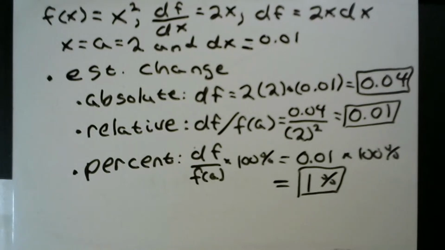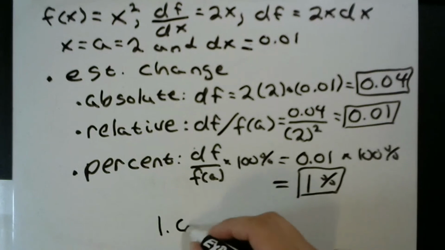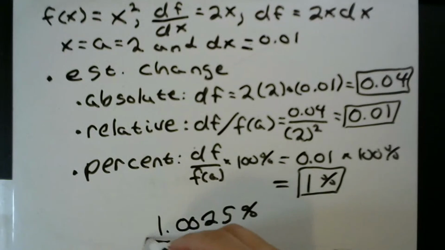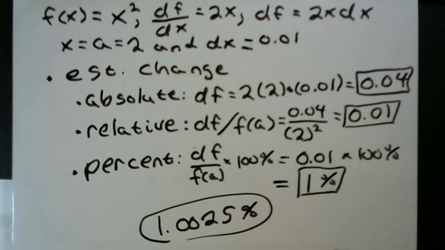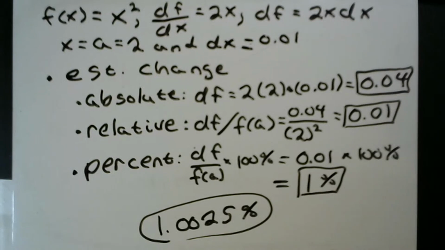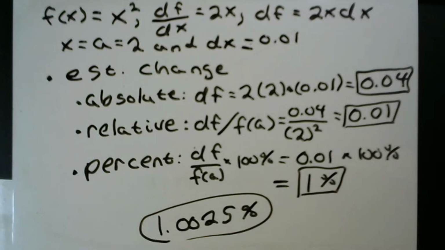And what's interesting, the estimate, we get 1% change. For the true, we had 1.0025% change. So these aren't too bad. Of course, it helps that our delta x is fairly small. That's going to help. We're looking at not too far from x equals a equals 2. So that does help.